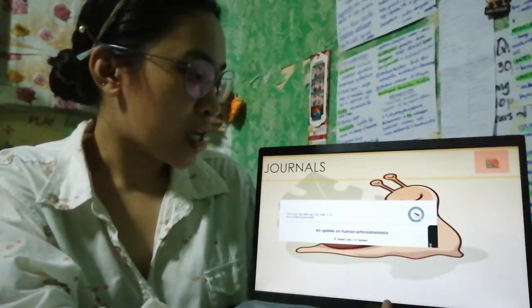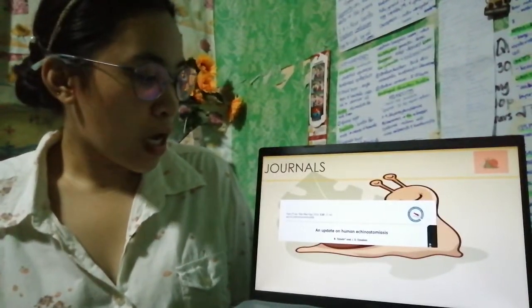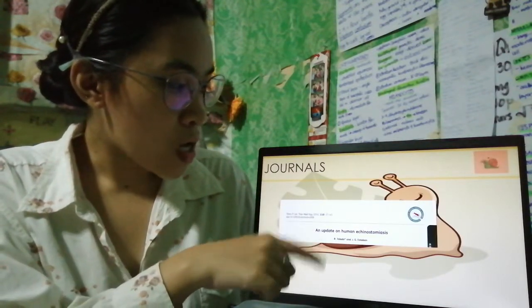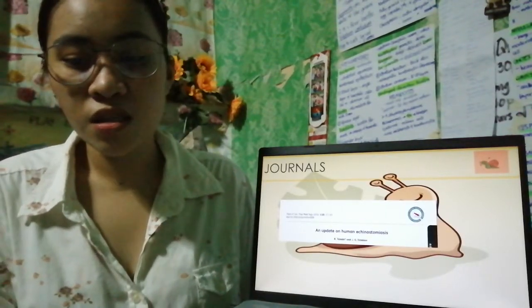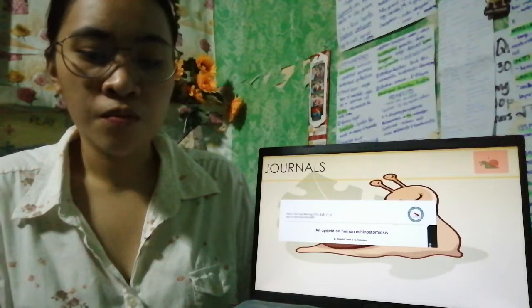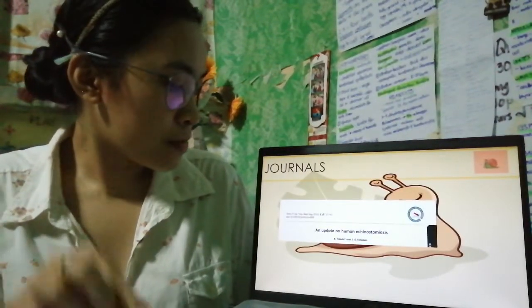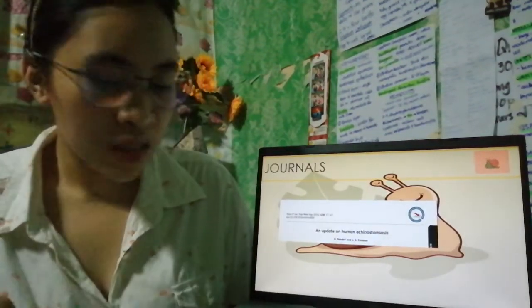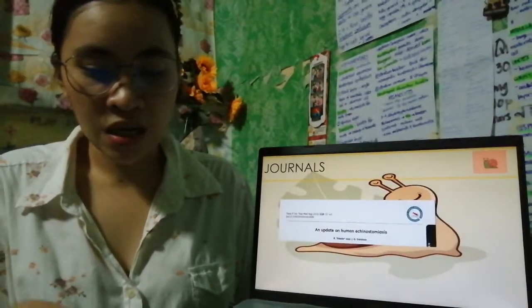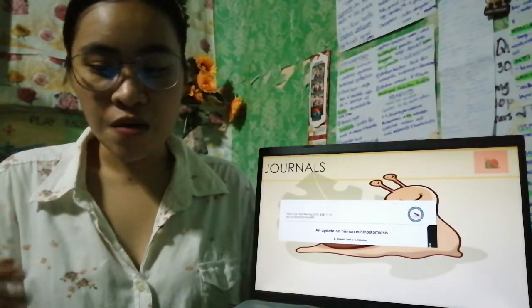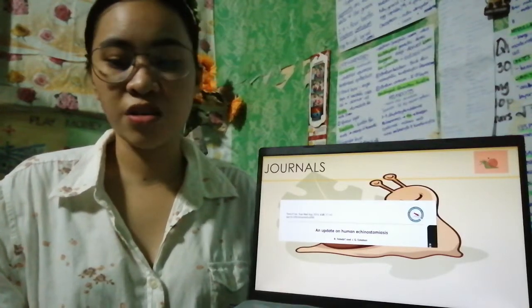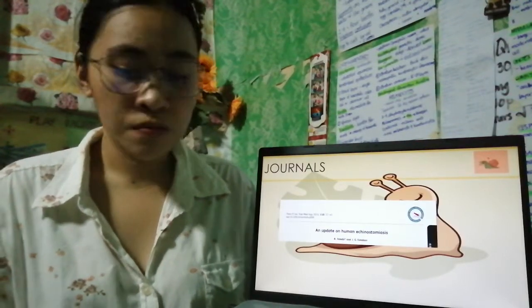So, journals. First journal is about an update on human echinostomiasis by Toledo and Esteban. This journal, published in 2016, talks about how despite the public health impact, it has been neglected. Ang echinostomiasis kay neglected for years. So, it has been considered as a minor disease of low income areas.